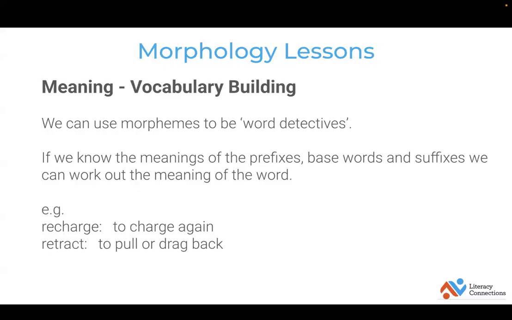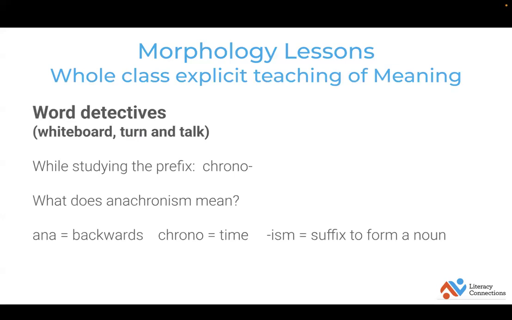So, to do that again or to return. So, for example, during our whole class lesson, we could do these word detectives if we've been studying the prefix chrono and we mean that as time, then what does anachronism mean? So we might have to let our class know that ana means backwards, chrono is time, and ism means that we've formed a noun. So having a chat, and there's going to be a lot of guesses out there, but we're talking about something that has a backwards time about it.